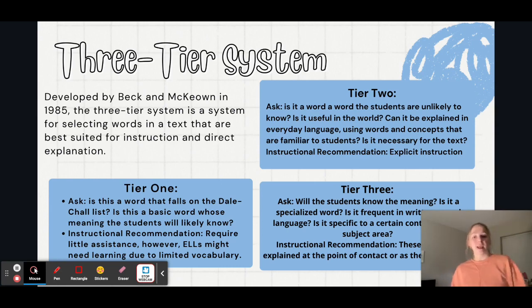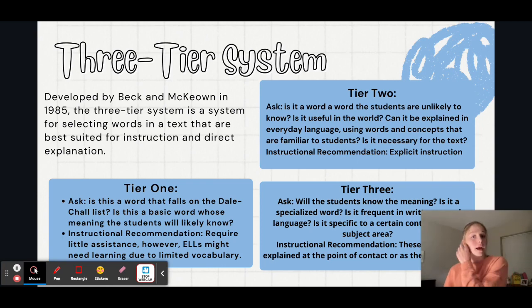So with that being said, we can ask these questions to know, for tier 1: Is this word a word that falls on the Dale Chall list? Is this a basic word whose meaning the students will likely already know? And if so, it doesn't require as much assistance. However, we do need to take into consideration our English language learners, who might need extra assistance with these basic words because they have a limited vocabulary. So always offer that assistance to those students.